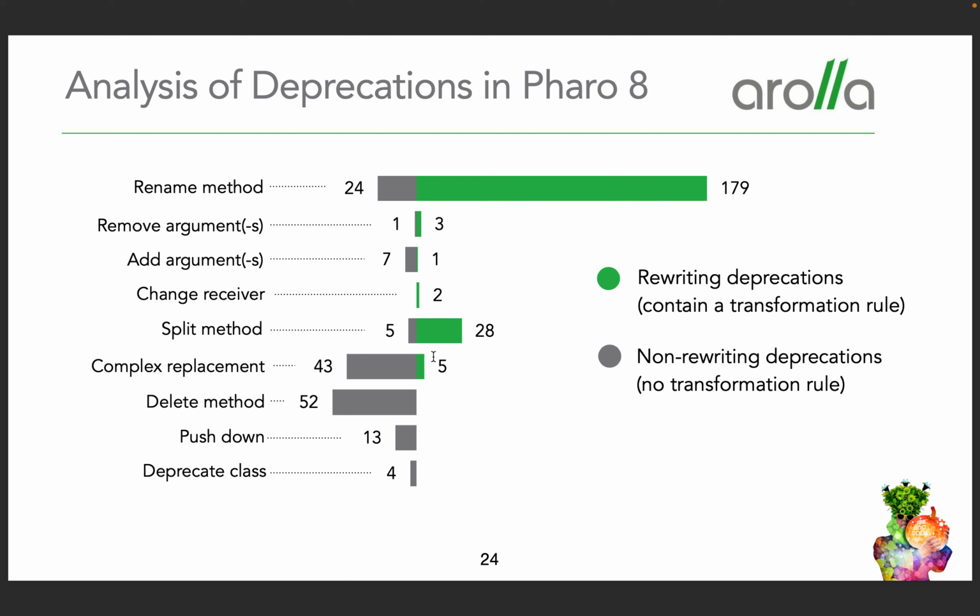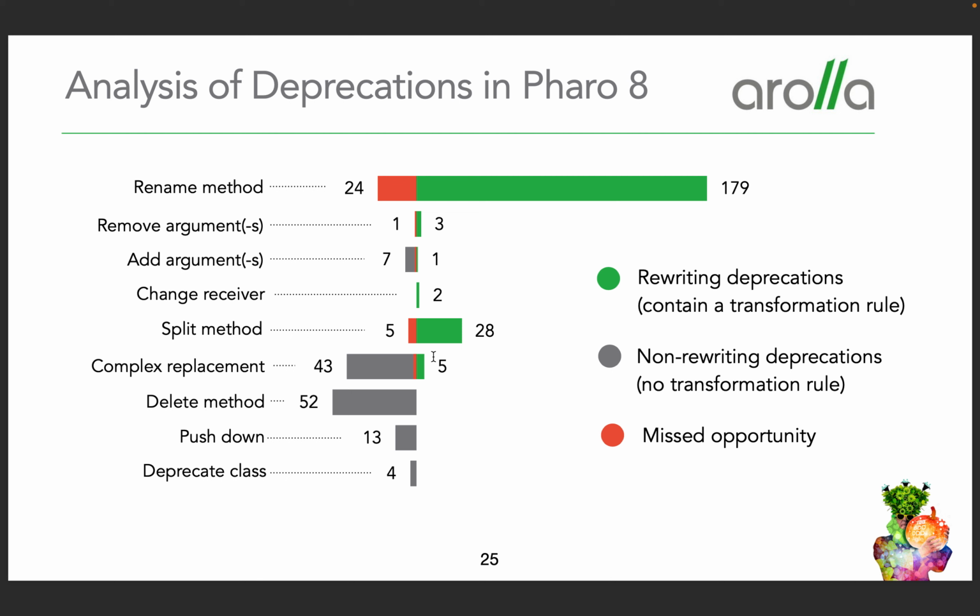Here we can also take a closer look at the more structured view. These deprecations are grouped by different categories, and you can see that most deprecations are method renamings, and we can see that there are also many deprecations that are delete method, push down, complex replacement. But what is interesting is that here we also show the missed opportunities. You can see that every method renaming, if it's not a transforming deprecation, then it should be, because it is really straightforward. If a method A is renamed to B, then it is a kind of rule that we can automatically apply and replay on the client code.